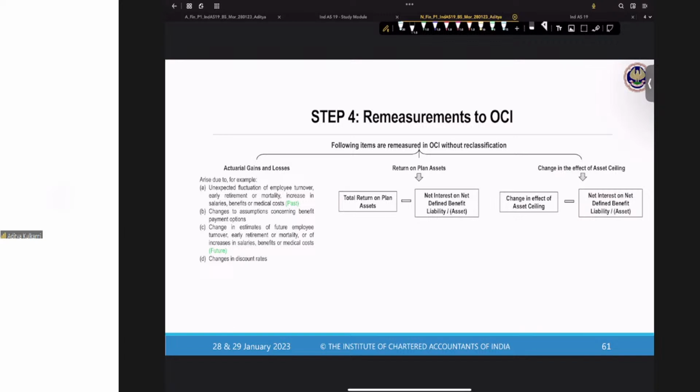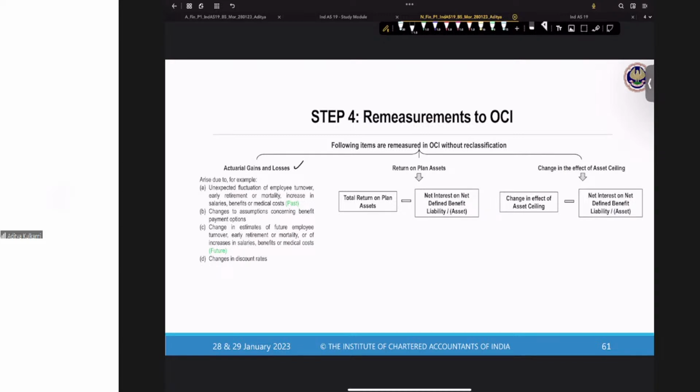So we had in all 4 steps. First step was determining the ultimate cost of benefit. The second step was presentation in the balance sheet. The third step was amounts taken to the profit and loss. And the fourth step is your amounts taken to the OCI. So in OCI, you will be recording change in the effect of asset ceiling and actuarial gains or losses.